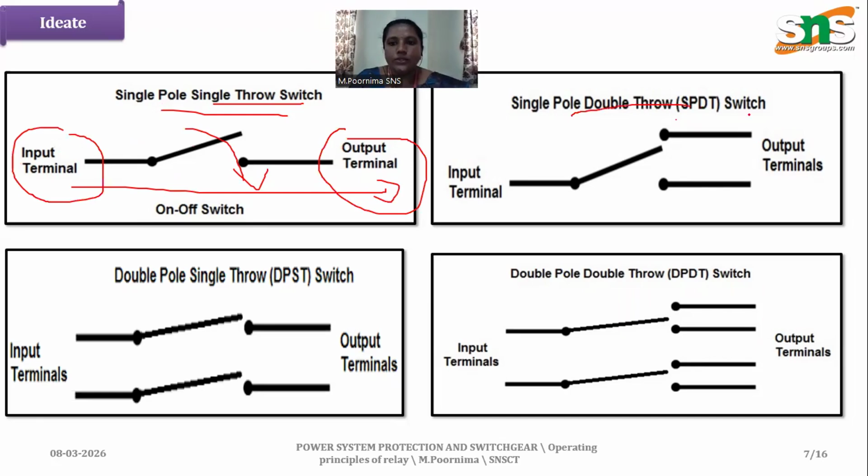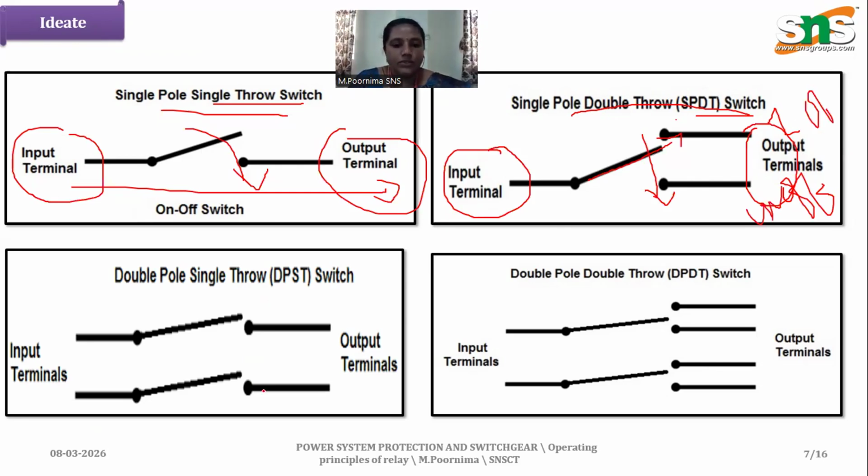Single pole, double throw switch. So what happens? We have a single pole, single input terminal, and a double throw switch. So we have two output terminals. When terminal 1 is on, then terminal 2 is in the off condition. And when the switch is closed here, this one gets on and that one gets off.